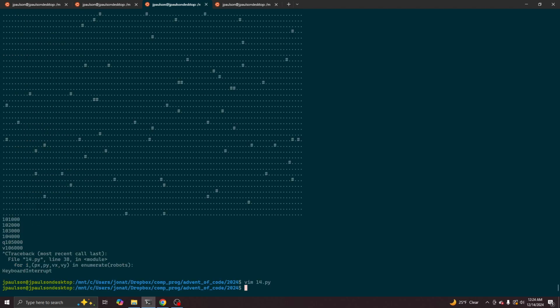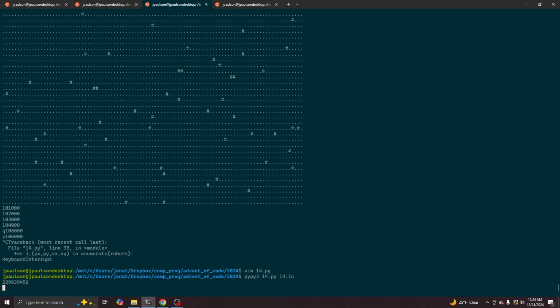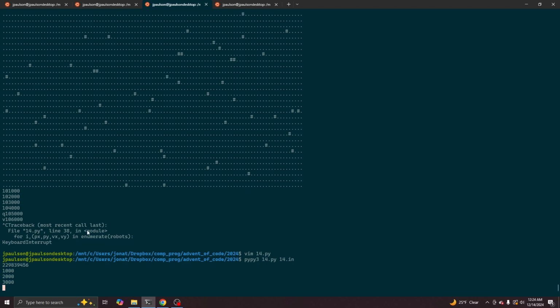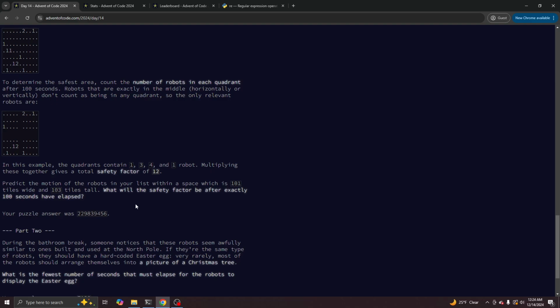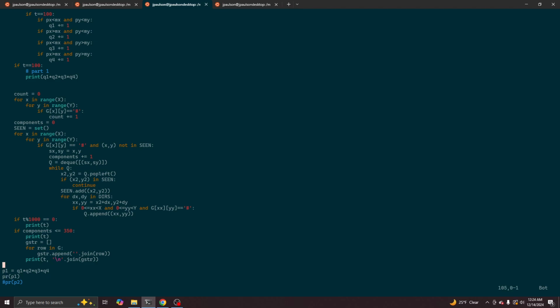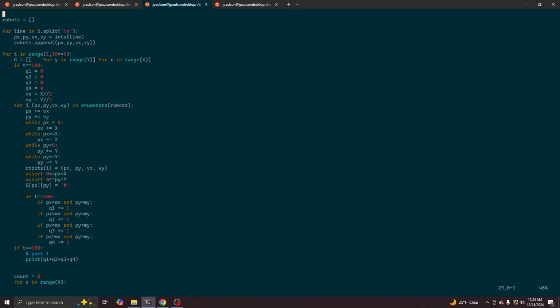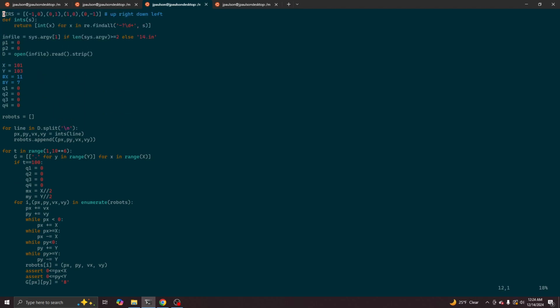Let's see if that's right. Okay, so that prints 229 something or other 4456. So why was that so hard for me? Okay, right, so part 1. Well, okay, so what are we saying?